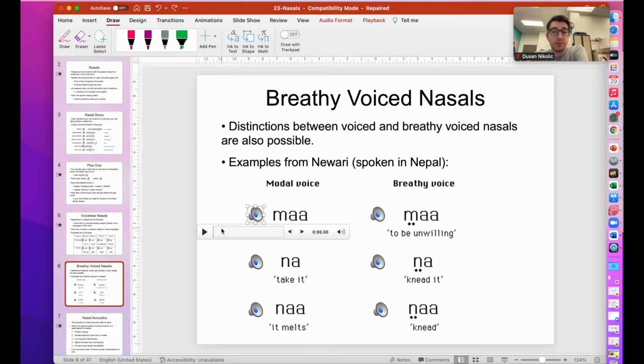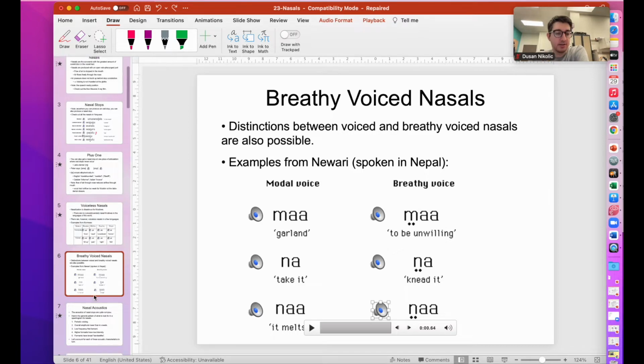For example, Newari, spoken in Nepal, has these: ma, ma, ma, ma, na, na, na, na, right? So obviously the vowels are also long, and you're using your breathy voice right there.